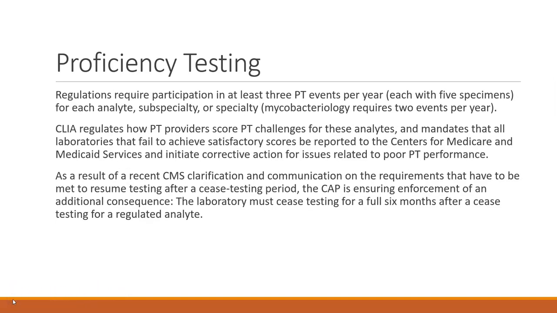Governmental regulations require participation in at least 3 PT events per year, each with 5 specimens. So you don't just get 1 blood glucose sample. You'll get 5 samples, because testing 1 sample, we don't know if those results may be a fluke. But having 5 separate individual samples, each sample different, we expect that some of the samples are going to be normal, some are going to be abnormal. And it's done for every subspecialty or specialty.